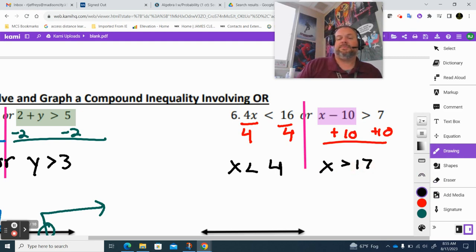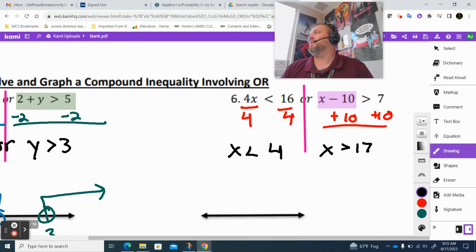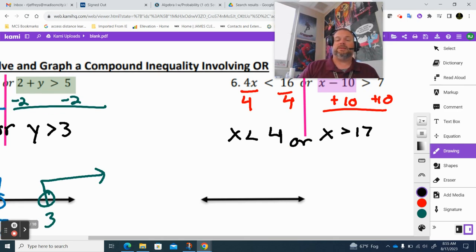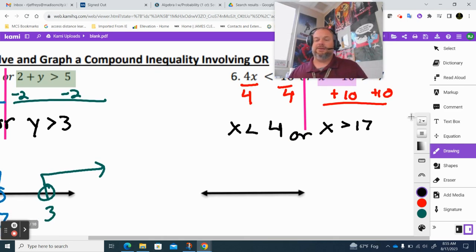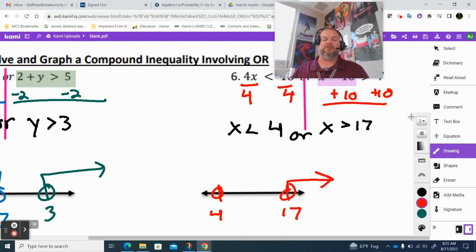Now, is that how we are supposed to write that answer? I heard it somewhere. Yeah, it should have an or in there because we had an or in the problem. Nice. All right, so 4 goes here, 17 goes here. Looks like open circles on both, and they go away from each other.